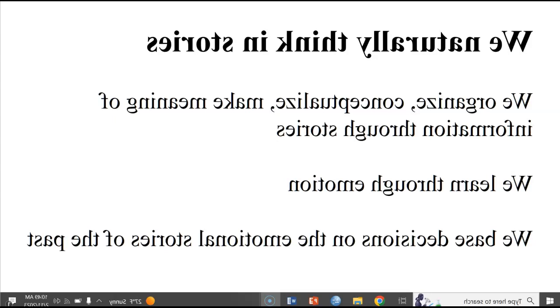Thirdly, we base decisions on the emotional stories of the past. How do we know this? Kahneman and Tversky won the Nobel Prize for their work on how people make decisions. That's back in the late 60s and 70s. They did a lot of really amazing and convincing studies. And they went to the top of the heap, so to speak, of people making decisions. Financial advisors, the people who are running our 401ks, what do they base their decisions on?